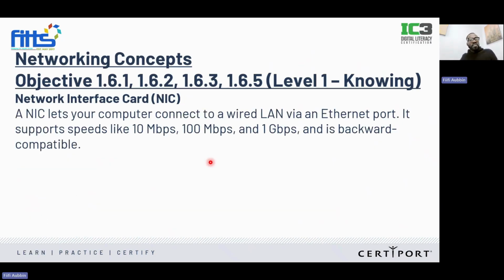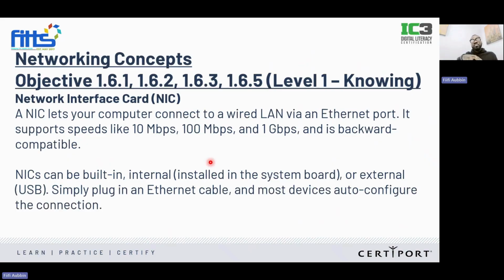Okay. Then we have the network interface card, which connects to a wired LAN via the Ethernet port. It supports speeds from 10 megabits per second up to 1 gigabit per second, and it's backward compatible. It can be built in, which is internal, installed in the system board, or external, which can also be a USB. Simply plug in an Ethernet cable, and most devices auto-configure the connection.